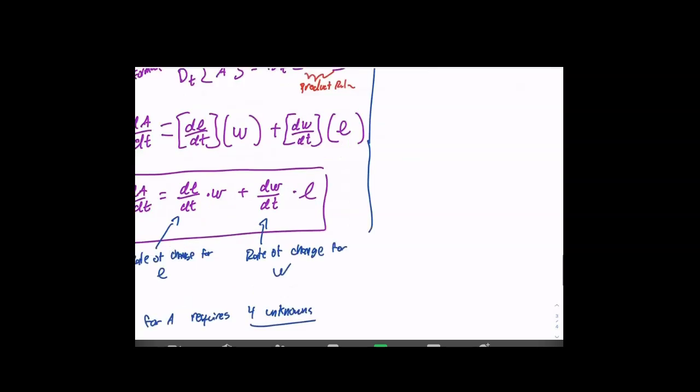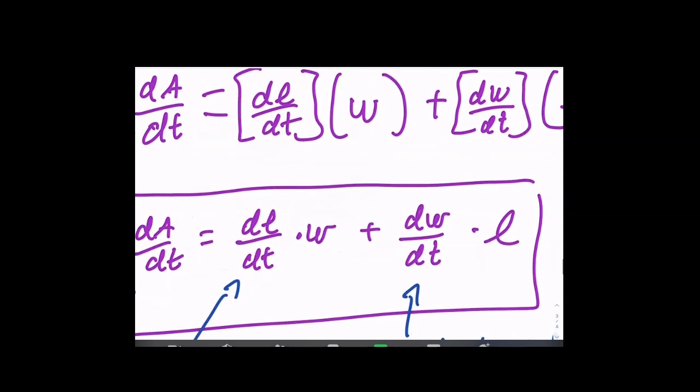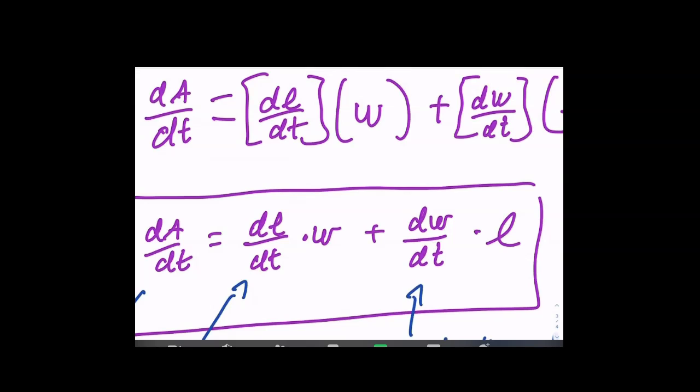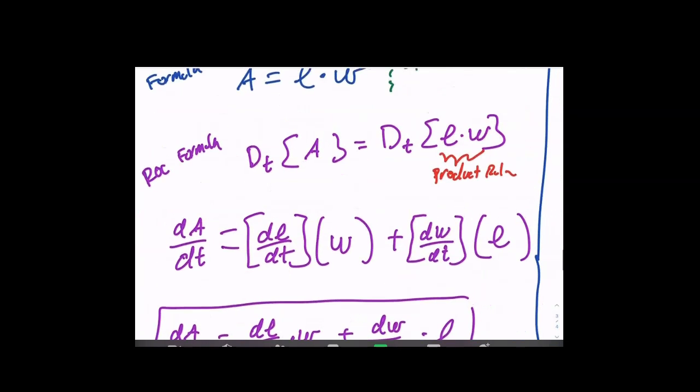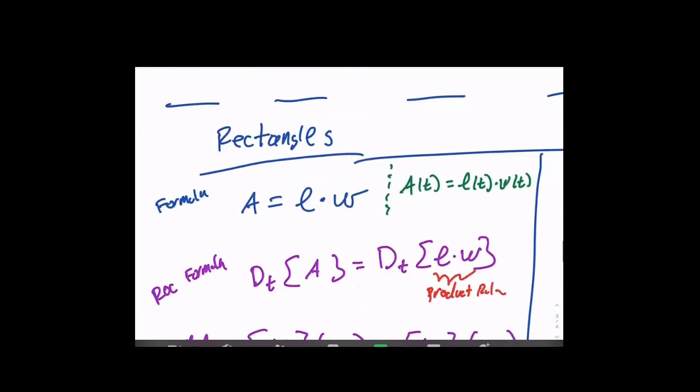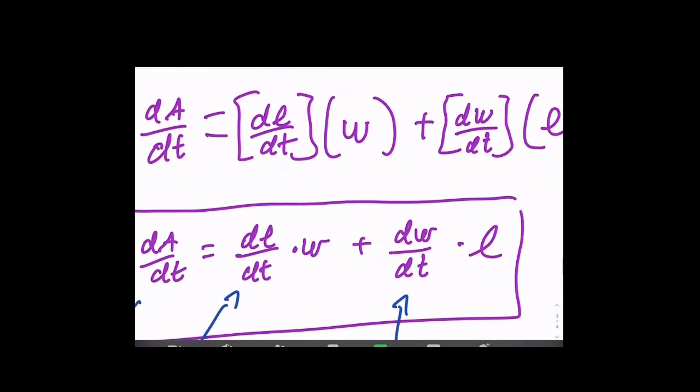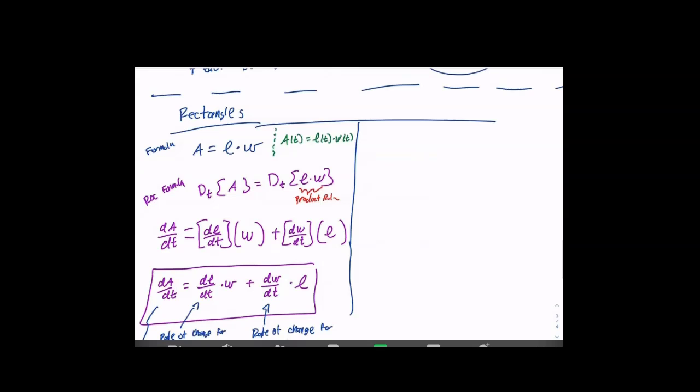Now, the process of getting this formula right here, I hope that you're not trying to just look at your notes and copy it down. One of the biggest things, if you want to be able to pass the exam, is that if you have the formula A equals L times W, you need to be comfortable finding that the rate of change, dA/dt, equals dL/dt times W plus dW/dt times L. It's not going to happen on the first day for most of you. So let's do the next one.